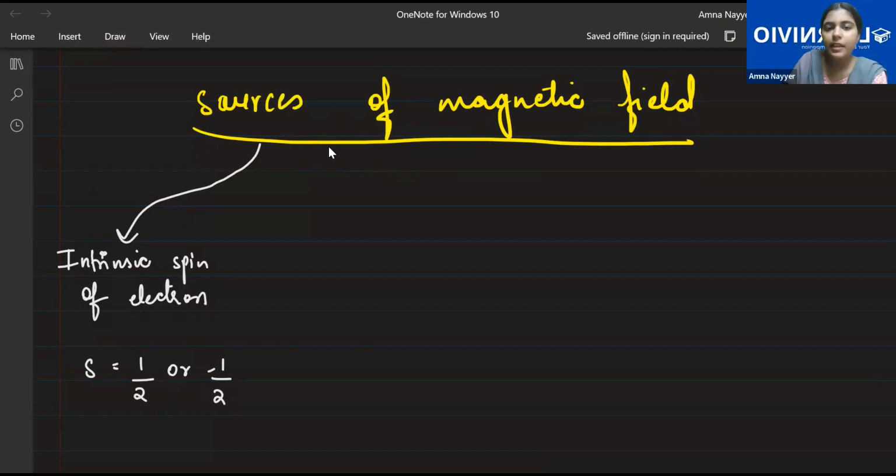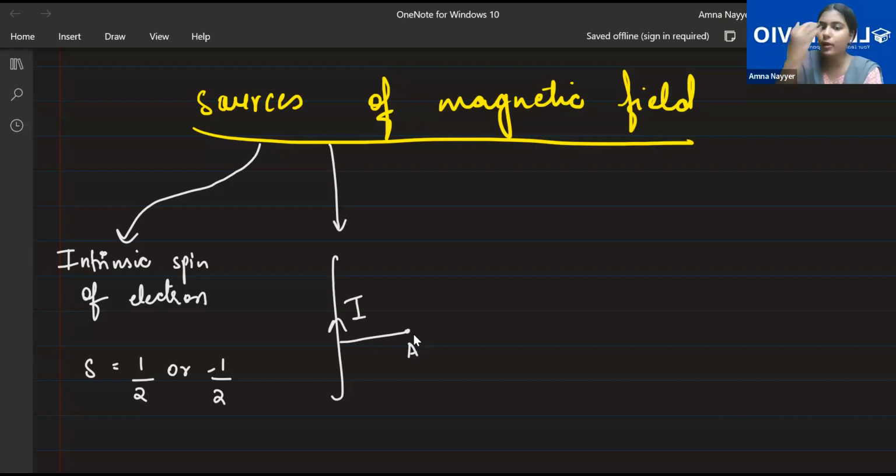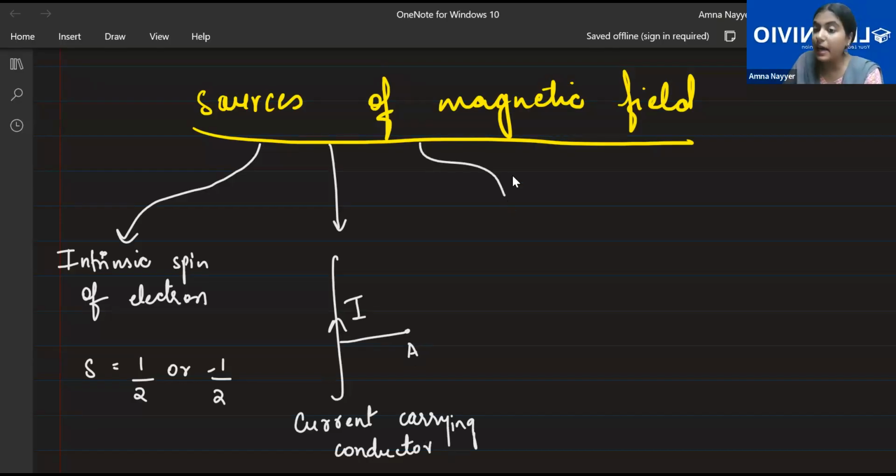Let's move further. Then we have a wire. Let's say this is a wire which is carrying current. This also, at a particular point, let's say at this point or any point, conducts the magnetic field. So this will be a current carrying wire. This will be a current carrying conductor. I'll write the conductor. Now, apart from it, you have the actual magnets present.